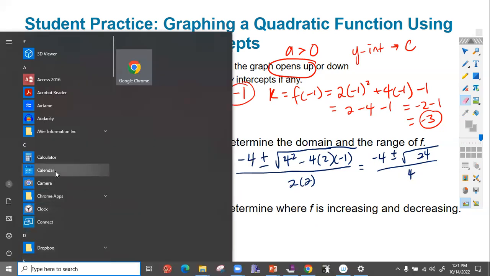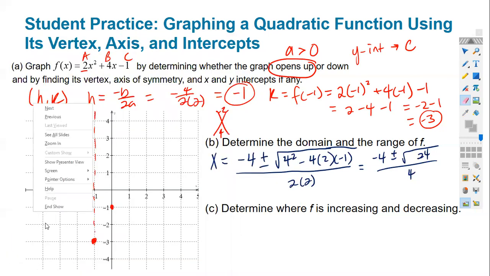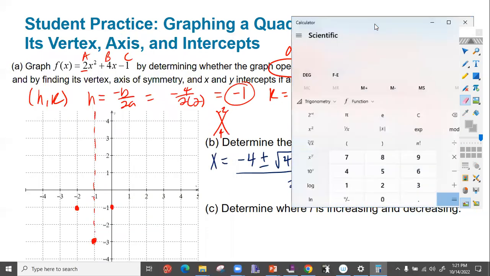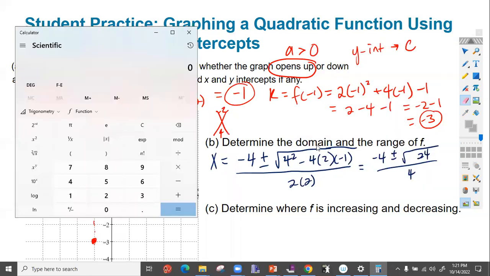So if I chose to use a standard calculator, like on my phone or just on my computer, here's a basic calculator. And I'm doing negative 4 plus square root of 24 divided by 4. So I'm going to have negative 4. Hold on. Clear. Negative 4 plus, and I need the square root of, how do I do square root on this thing? Square root 24. There we go.